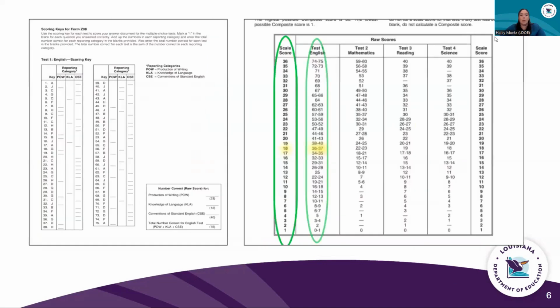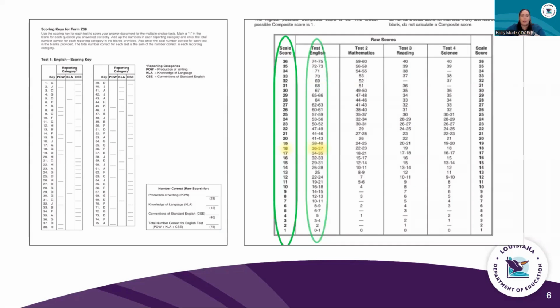This is new and not new. The 2 charts you see here are what you will find at the back of all release practice tests. The one that you see to your left is the answer key for an English test. It provides the correct answer, and then it also has the reporting category that each question falls into. And those reporting categories are really what we're going to be discussing a lot today.